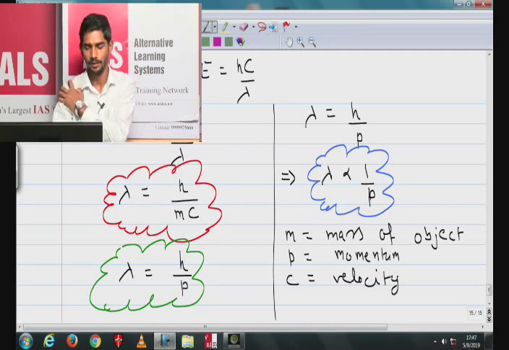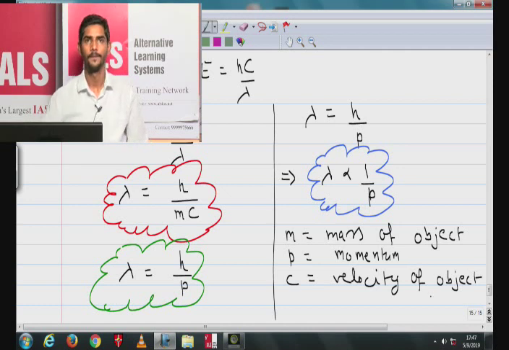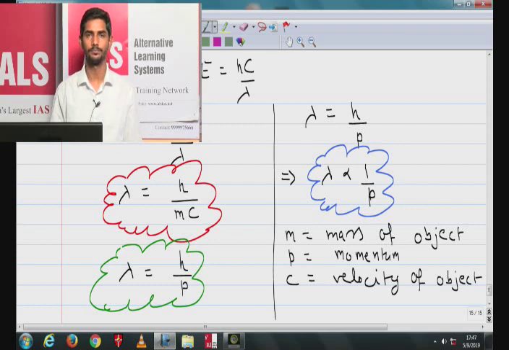Here the c will be the velocity of the object. Unless mentioned otherwise, you will use the speed of light. If the question says the speed of the object is this one, then you have to use that speed. You won't use the speed of light in that case. You can note it down quickly. Note it down.